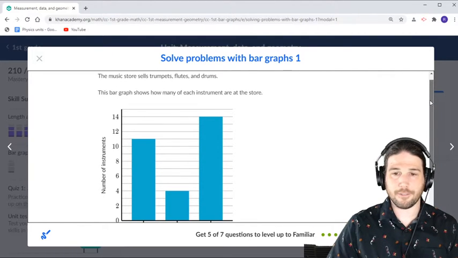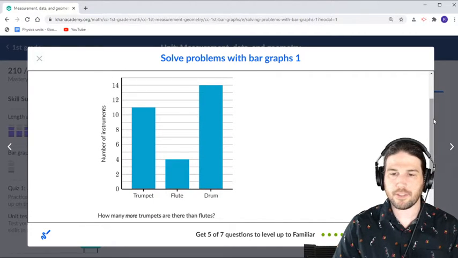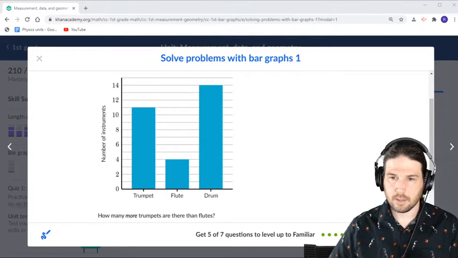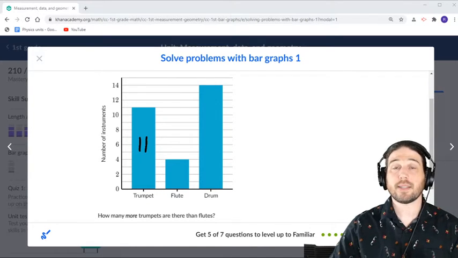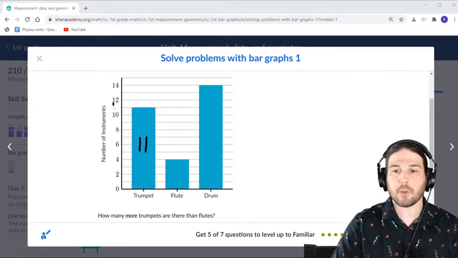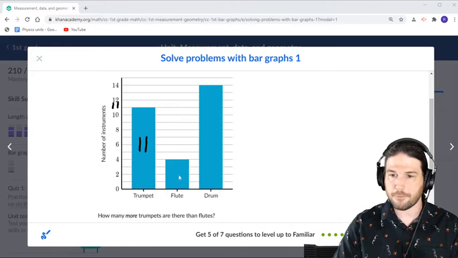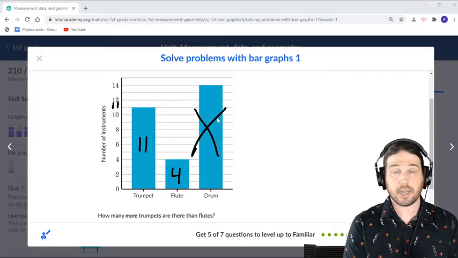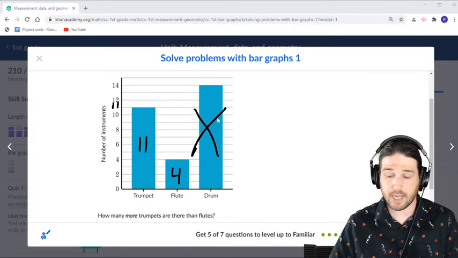All right, we have a music store selling trumpets, flutes, and drums. This is how many of each was sold. How many more trumpets than flutes? So what I see is 11 trumpets. Now, that's not directly labeled, but even if you didn't want to count, at this stage in the game we need to be able to recognize that 11 is between 10 and 12, right? This is first grade. We need to be there at this point. There are 4 flutes, and we do not care about the drums. That is extra information that is just there to throw us off or confuse us, or maybe it's going to be useful in some other way down the line.